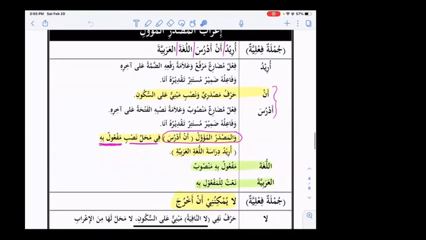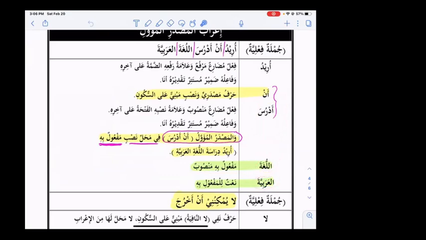Al-Masdar Muawwal, that is what I was doing there. Yes. So now, Uridu needs mafulun bihi, and that is your Masdar Muawwal. And then this Adrusa needs mafulun bihi, and that is this mafulun bihi: Adrusa al-lugata. This is your mafulun bihi for Adrusa. Okay. And Arbiyata is a naat for Lugata.